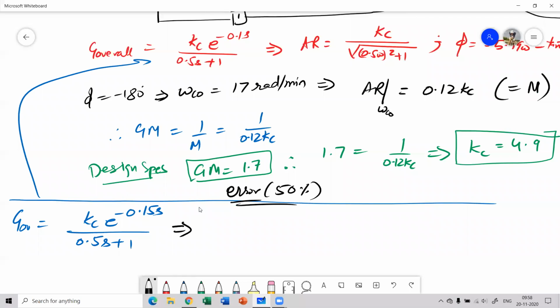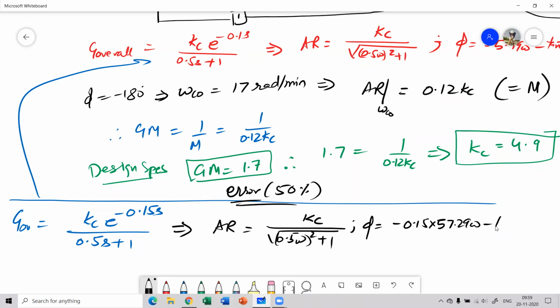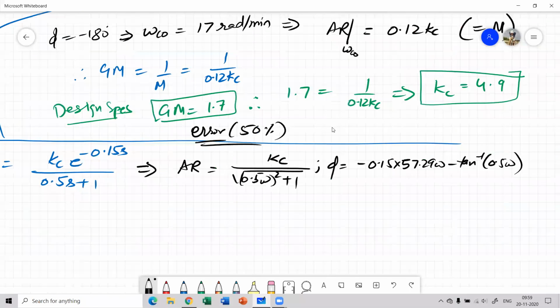Now, what will be its amplitude ratio? Amplitude ratio remains the same. That is Kc upon square root of (0.5 omega) whole square plus 1. So there is no change in the amplitude ratio. But where does the effect come? The phi changes. Now the phi will be minus 0.15 into 57.29 omega minus tan inverse 0.5 omega.